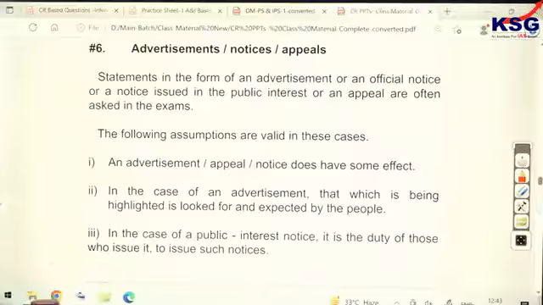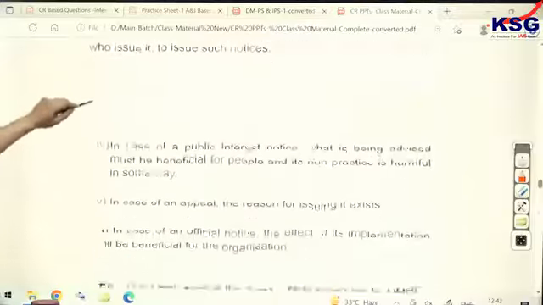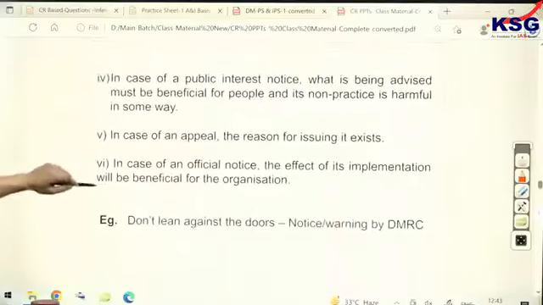Because if there is any warning, then yes, we expect that the warning should be there, right? Or the notice should be there. Third one, in the case of a public interest notice, it is the duty of those who issue it to issue such notices. Yes, valid. It is their duty. That's why the notice is there. Fourth, fifth, sixth, all these points.